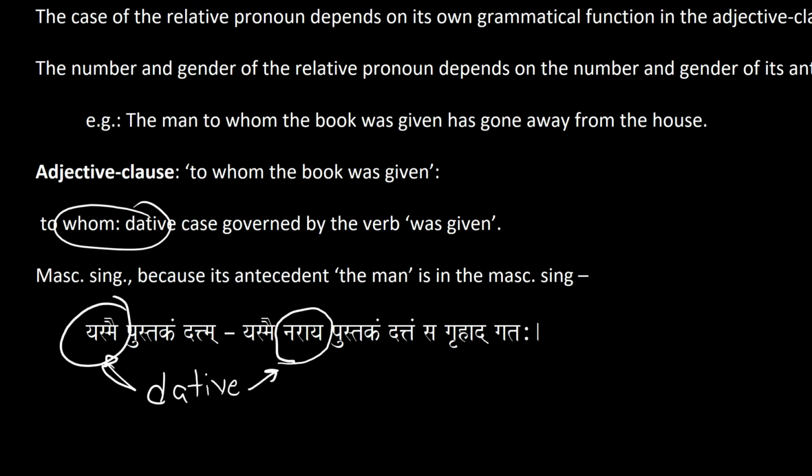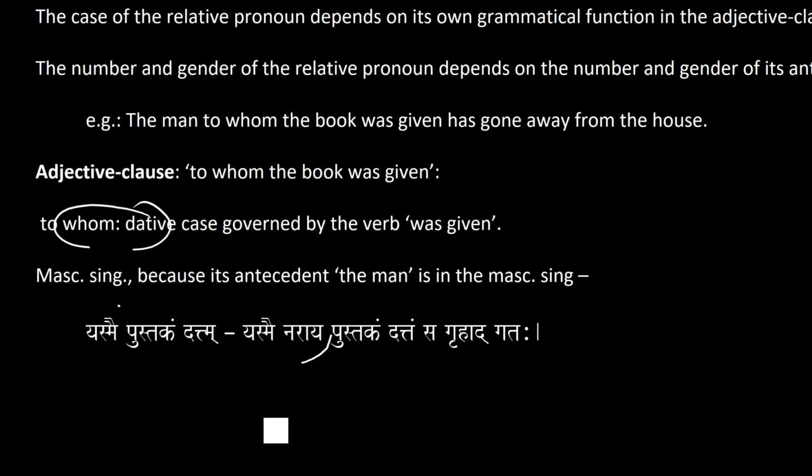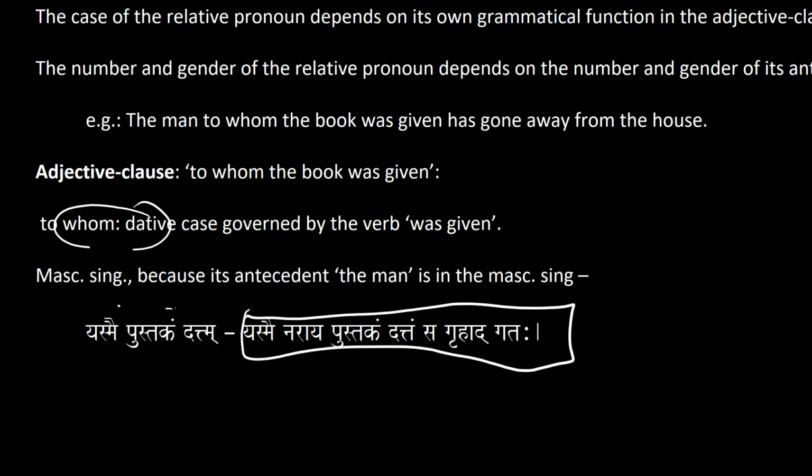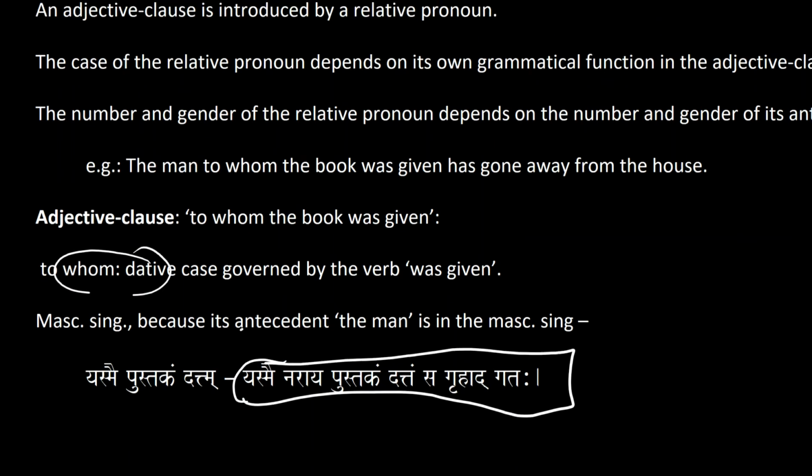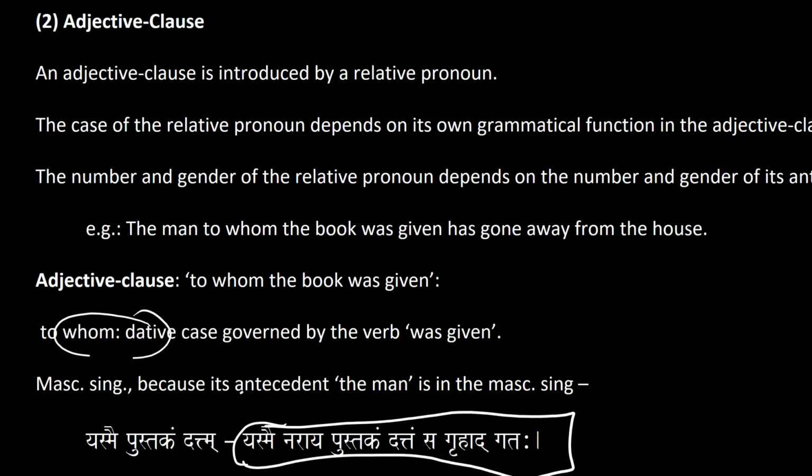So this is actually your final sentence. This means to whom the book was given. So yasmai pustakam dattam. But our final sentence is yasmai naraya pustakam dattam sagrihad gataha. So that's your sentence, and that's how you would use the adjective clause.